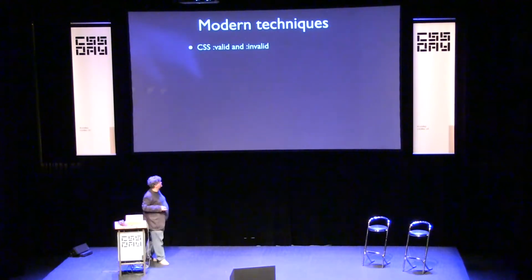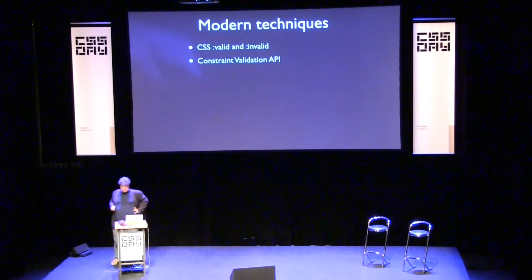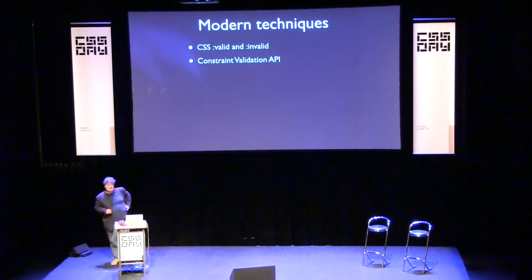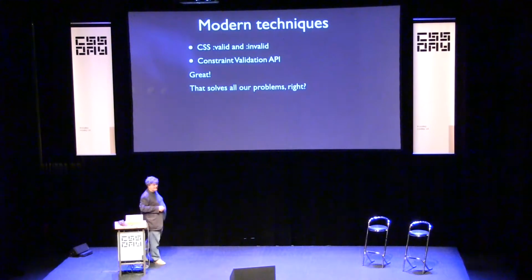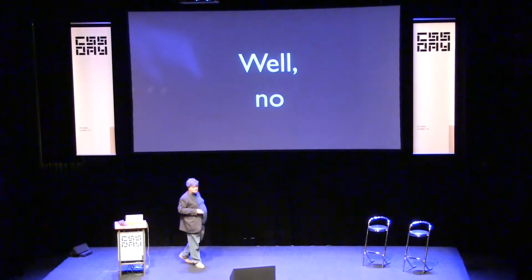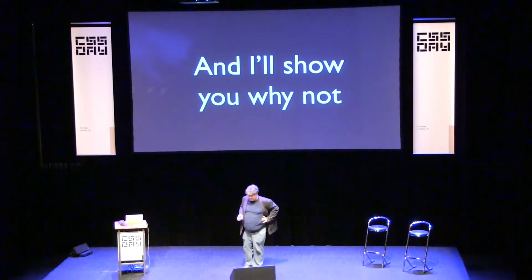Anyway, I'm going to talk about CSS :valid and :invalid, 2 pseudo-classes. And I'm going to talk about the Constraint Validation API, which is a part of the HTML5 specification. That all sounds great, and you would think it solves all our problems, but it actually does not. And I am going to tell you why not.